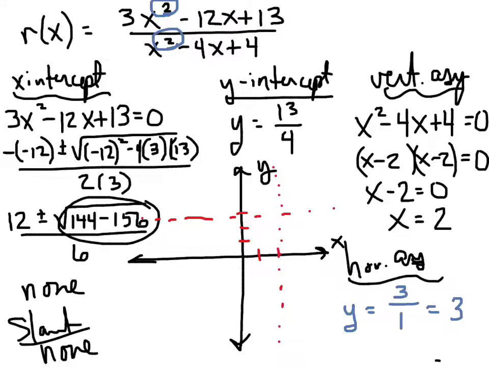Okay. Now, as far as coming up with the graph, looking at my intercepts, I'm going to put this in blue. 13/4, if I actually divided that, would be 3 and a little more. So that's actually going to cross right in here somewhere.